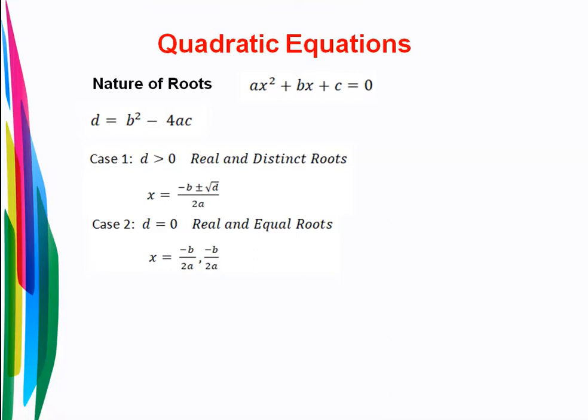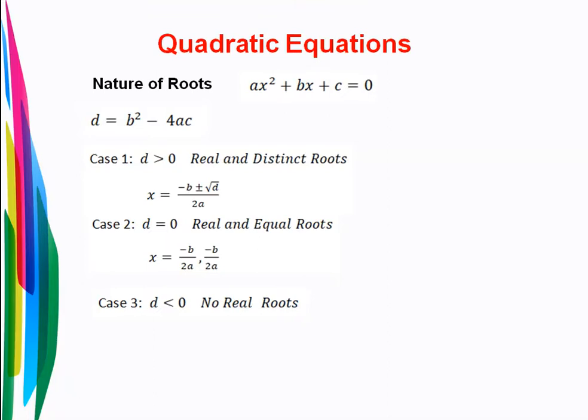Another case is when D is equal to 0. Then we say real and equal roots, so the two roots of that equation are the same. Case 3, when D is less than 0, we get no real roots. So actually the value of D tells us what type of roots the given quadratic equation has. If D is greater than 0, real and distinct roots. If D is equal to 0, real and equal roots. And if D is less than 0, no real roots.